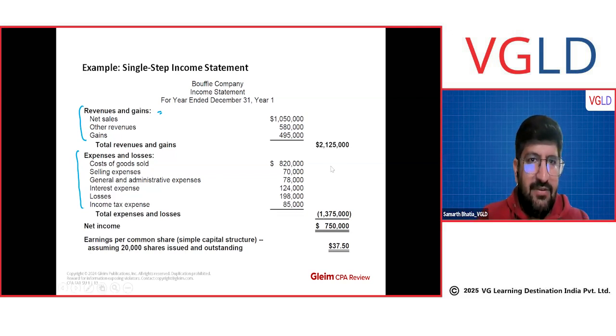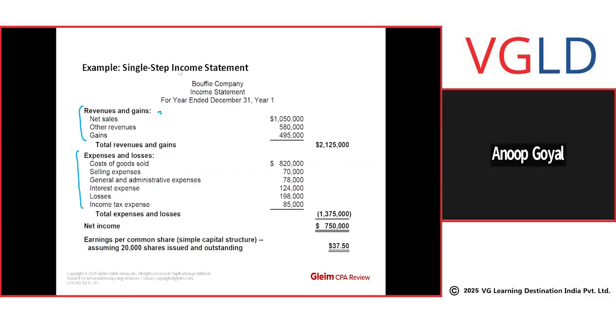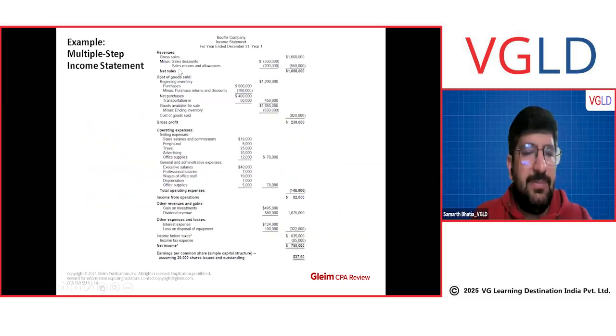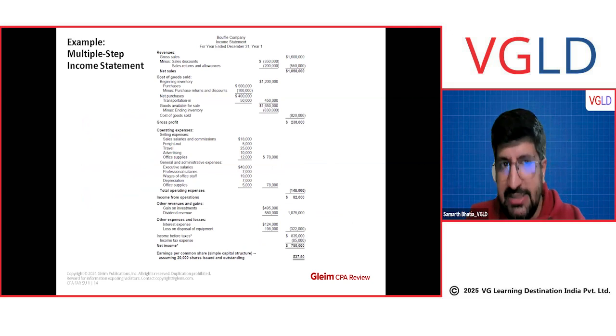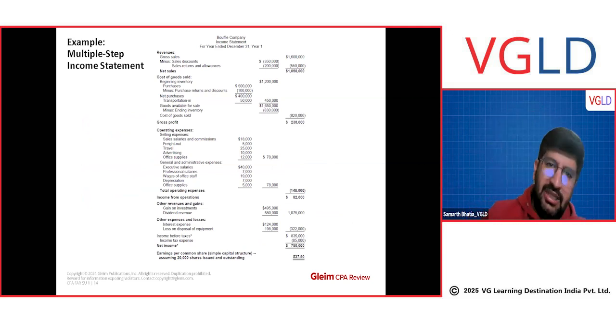So is this clear, everyone? Can we start with the next point? Yes, please. Okay, so now we have a multiple step income statement. In the multiple step income statement, the calculation will be spread into multiple parts. We will start with the revenues. In the revenues, we have the calculation of net sales, where out of gross sales we deduct the sales discount, sales returns and allowances, and we have net sales.